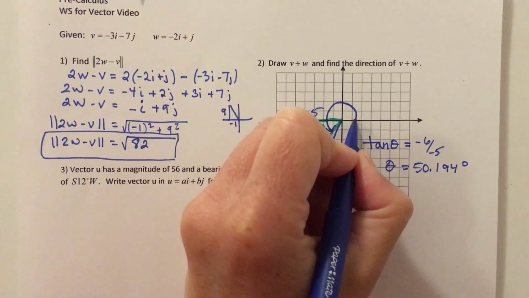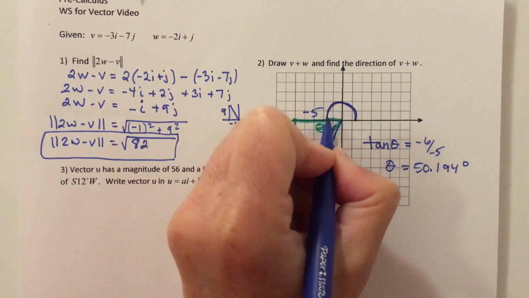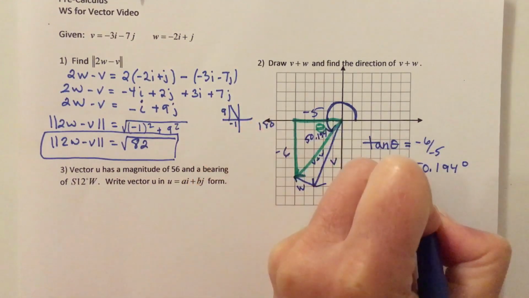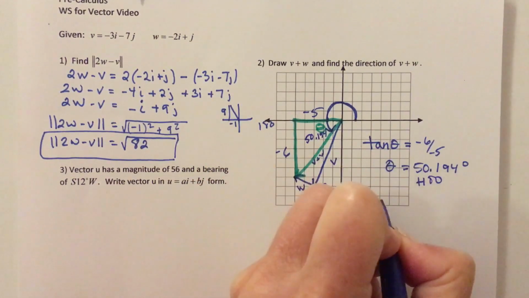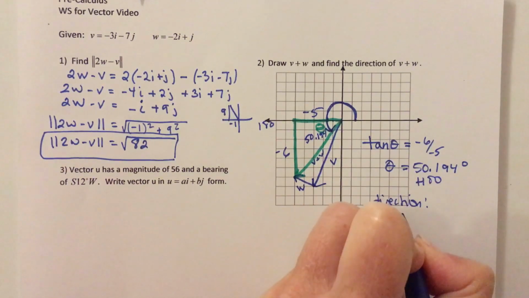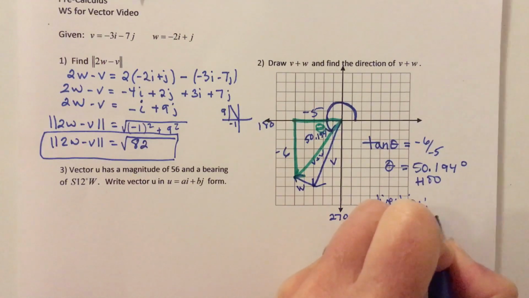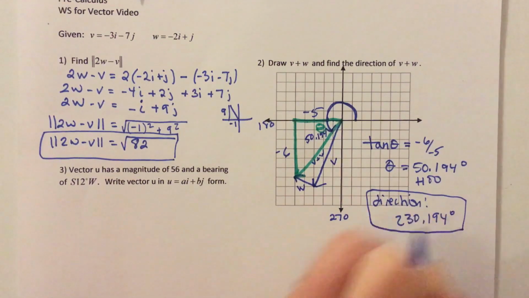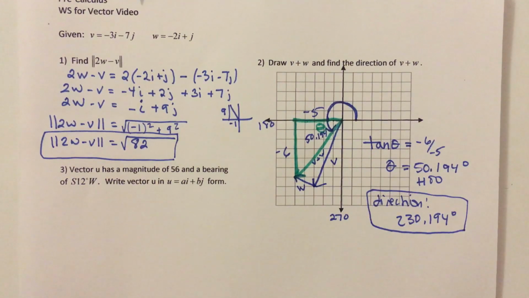So then, of course, since you're going all the way around plus that, this one right here is 50.194, then you have to add 180 to that to get the true direction. So the direction is 230.194 degrees. Okay, the key to this problem, the thing that most people mess up on, is that they have a direction that doesn't match their picture. So just make sure that your answer makes sense, so you don't accidentally give me 50 instead.